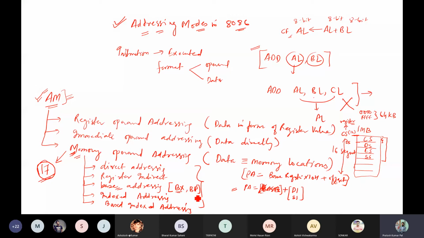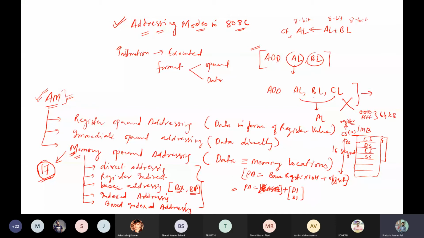And if we are using an index register, that is SI or DI, then it will be called index addressing. If we are using BX and DI or SI in pair to find the address of the memory location, then that will be called based index addressing. We will be seeing next with the help of examples, so it will be quite clear.